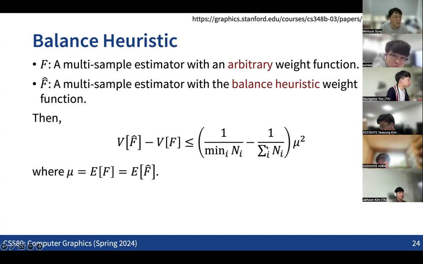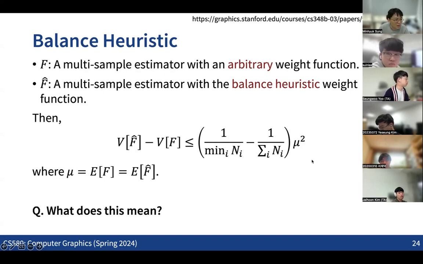We can also find the proof of this formulation in this link here. But before we see the proof, let's see what this means. When you see this upper bound on the gap of these two variances, what would be the meaning of that? We are seeing this upper bound of the gap.